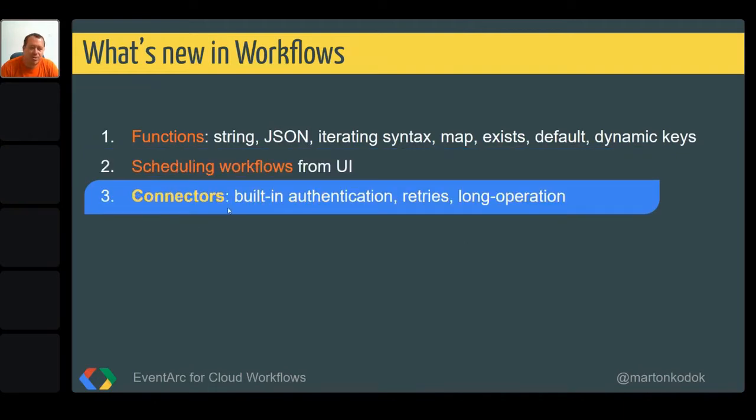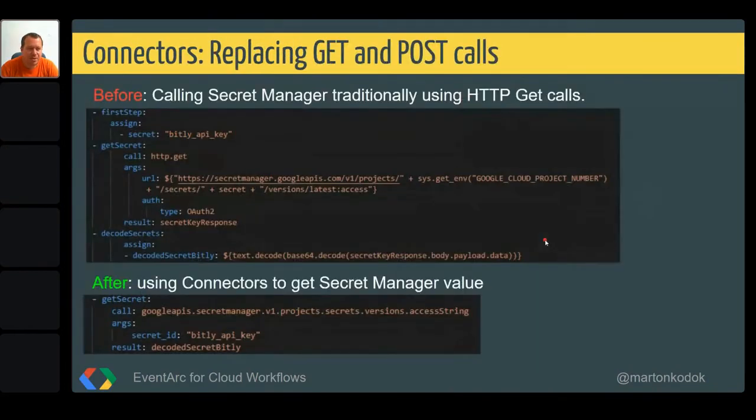You have connectors. I already showed you the connector for the Secret Manager. You have built-in automation, retry, long operation for it. So you can use connectors to run long operation objects for different connectors. Connectors actually changed and shortened syntaxes, because with a connector, you just type out all these names. You can find out in a manual what connectors are available, but pretty much for all Google APIs, there is a connector.